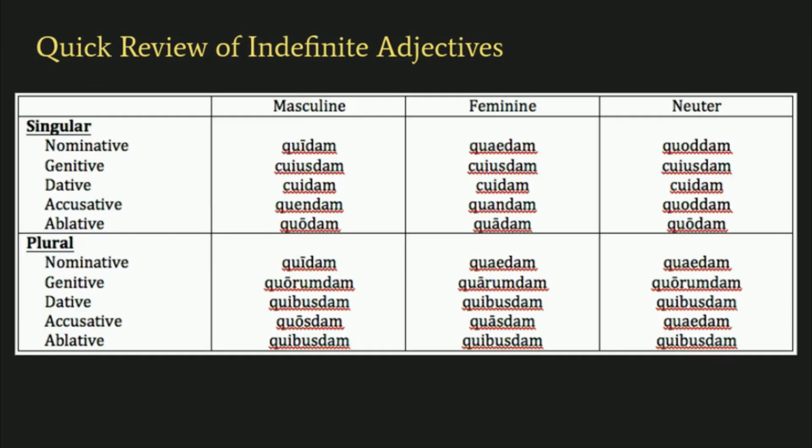So this is what I'm referring to. This is a chart of your indefinite adjectives. And like I said, you're going to notice, for instance, in the masculine singular column, you start with the stem of qui, cuius, cui, quem, quo. The one tweak is in the accusative. We switch the M to an N, but otherwise they look just like relative pronouns.